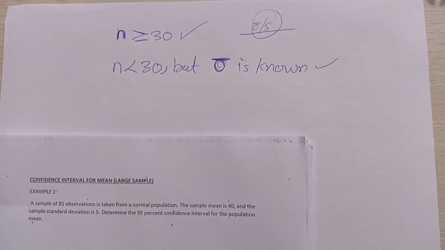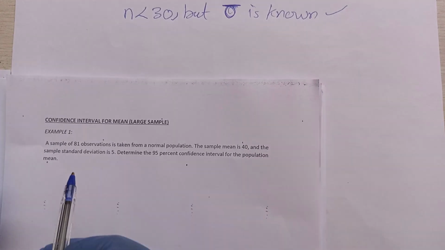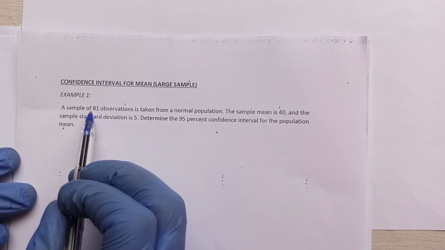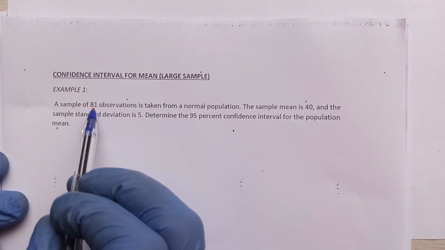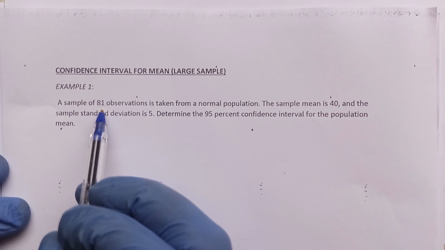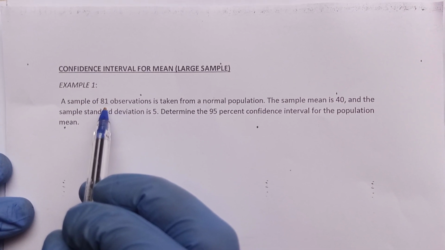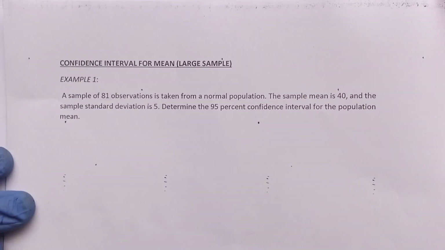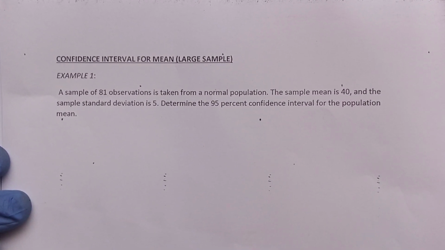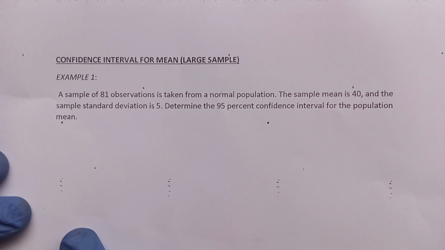So let's look at this question. When you look at this, they say 81 observations. So the n is greater than 30, so it's a large sample. That's how you know that it's a large sample, okay? So for large sample, we use Z, and for small sample, we use T. So here we are going to use Z, okay?